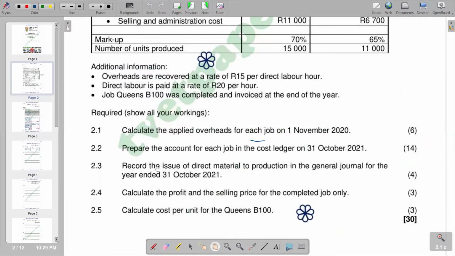Our next question now says, calculate the profit and the selling price for the completed job only. So they need the profit and also the selling price for the completed job only. But we know that to get our selling price, we say cost price plus our profits, and then we get our selling price. So just generally, that's how we're going to calculate it. So let's try to see which one is the completed job according to the question.